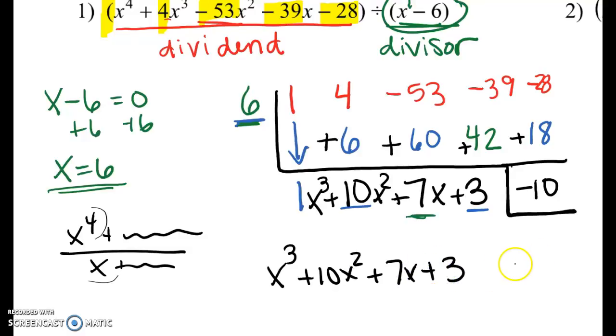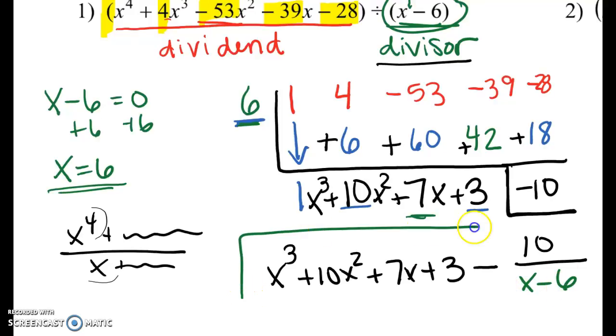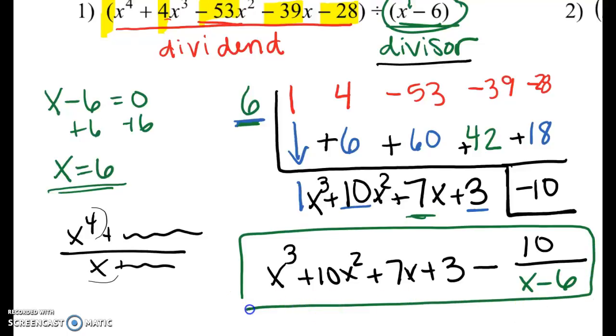Okay, and now I have this remainder. So I'm going to have a negative 10 over my divisor. My divisor, go back up to the beginning. See, we labeled it up here. Our divisor was x minus 6. So using synthetic division, here is my final answer.